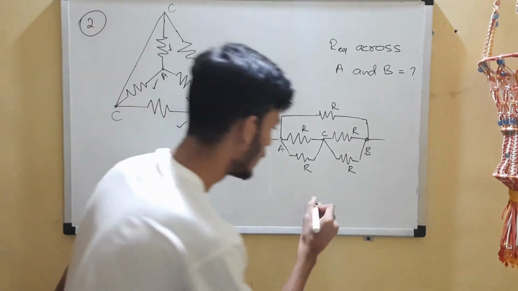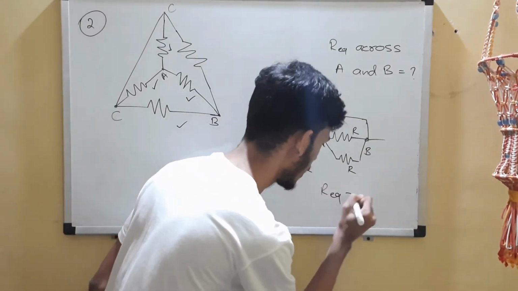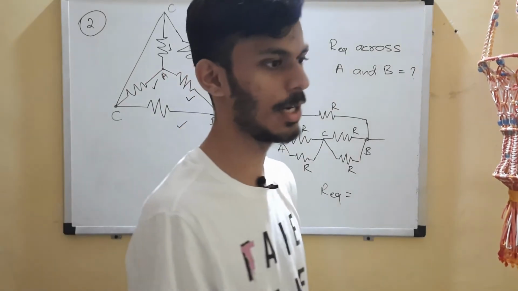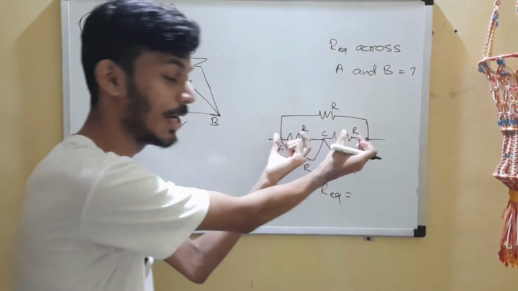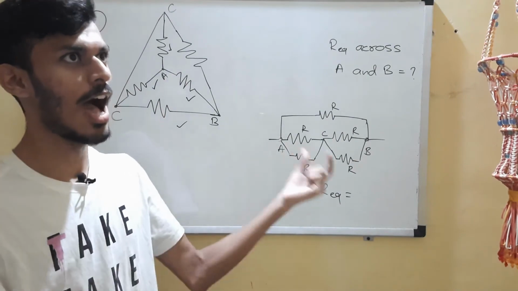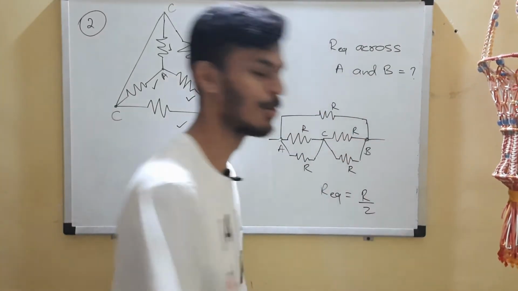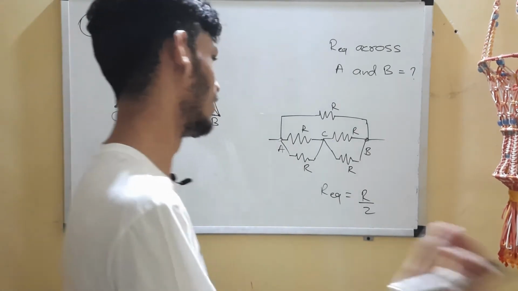So let's just speed run it. R equivalent in this case: R and R in parallel gives you R by 2, R and R in parallel gives you R by 2, R by 2 and R by 2 in series will give you R, R and R again in parallel will give you R by 2. I hope you were able to follow.